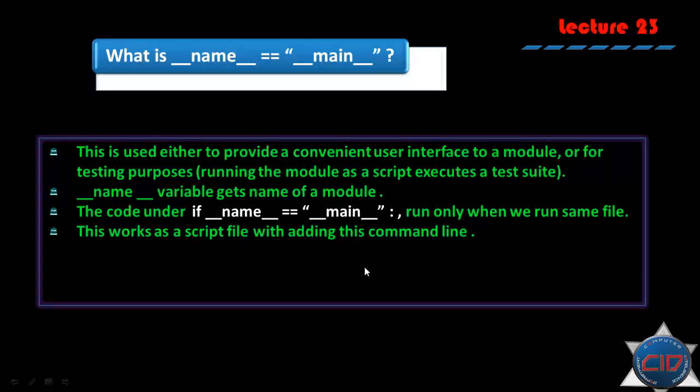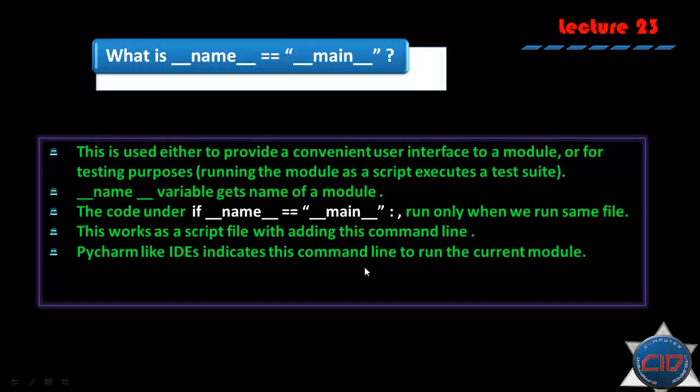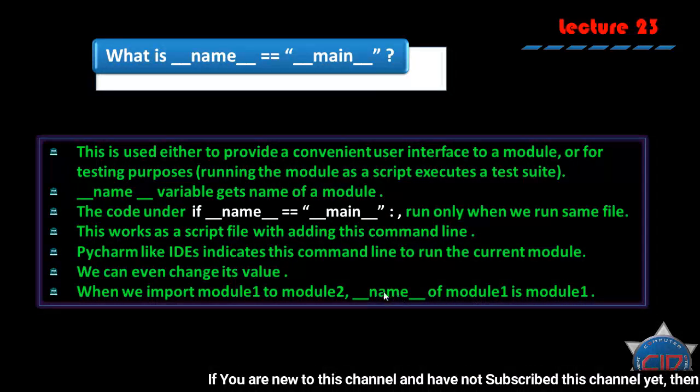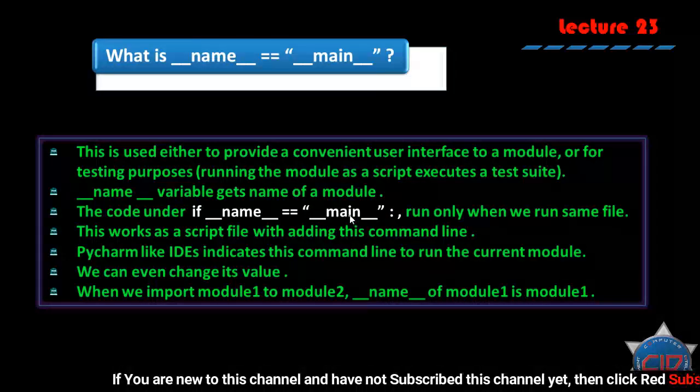This works as a script file for adding in the command line. IDEs like Anaconda, PyCharm or VS Code recognize this line of code and understand that here you are going to test or run that file. We can even change its value by directly assigning to the variable. When we import module 1 under module 2, the name of module 1 is module 1. But under the current module, the name variable will store only __main__.